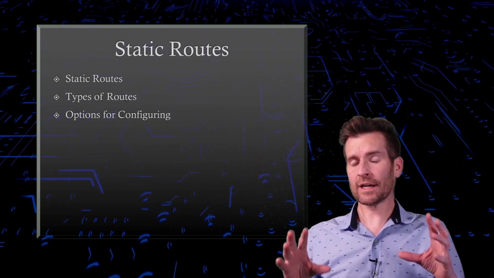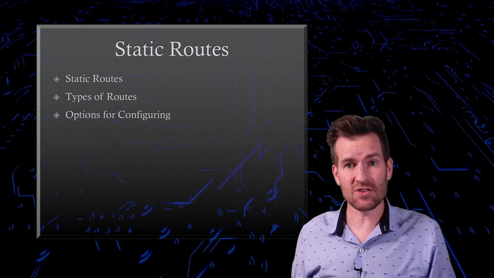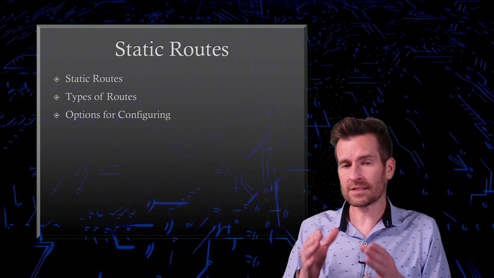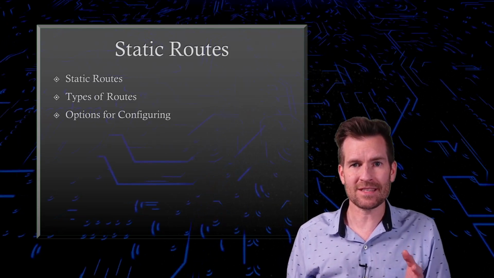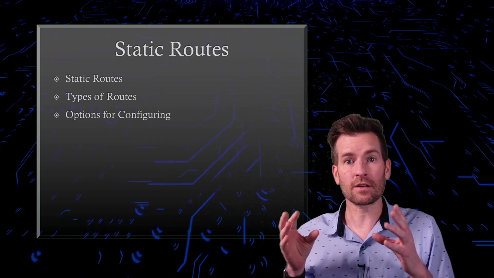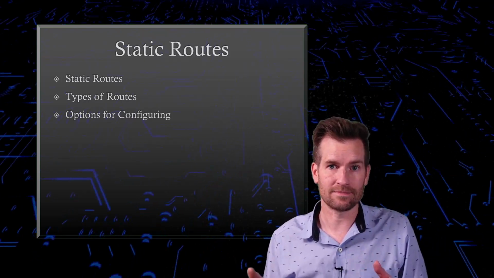In this video, we're going to get into what are some of the advantages and disadvantages of a static route. We'll get into what are some different types. There's 4 different types of static routes. And then we'll finish this off by talking about options when you're configuring the static route.